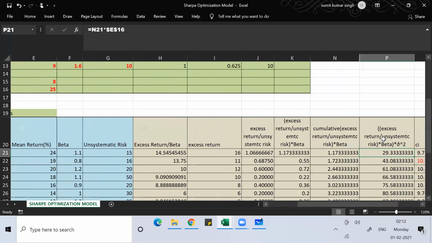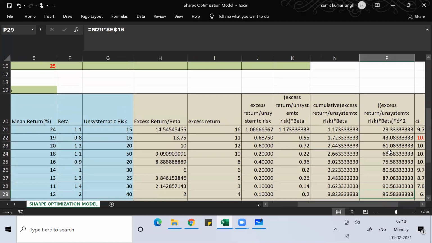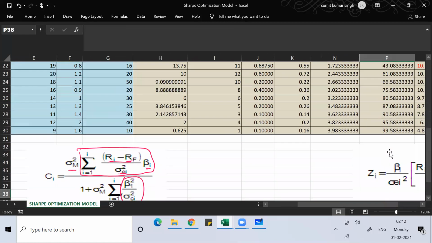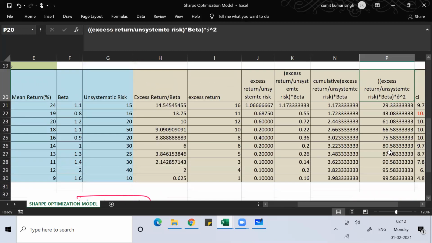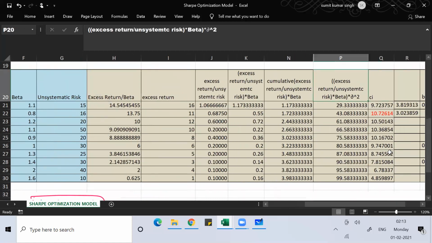So once you get that, you have to multiply 25 with each of these values. If you multiply 25 with each of the cumulative values, you're done with your numerator. Once you're done with that, you will get the numerator part of that.